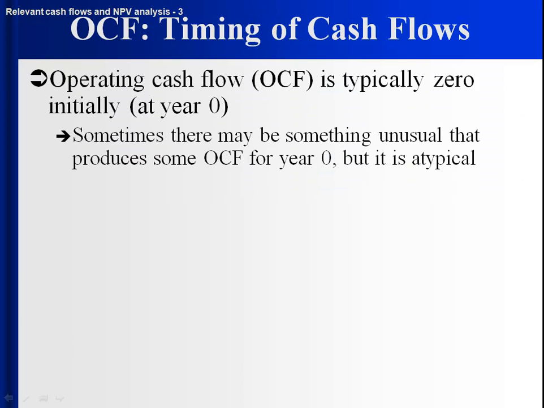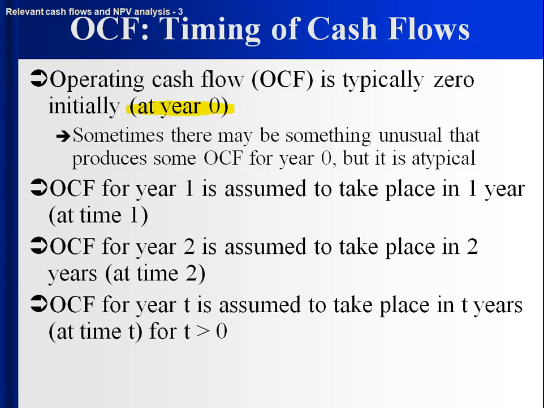What's the timing? At year zero, right when the project starts, it's typically going to be zero. Something unusual might happen, but it's pretty atypical. The operating cash flow for year one, we assume to take place in 1 year. Suppose here we have time zero and here we have time one. We'd be selling shoes all year long and having costs all year long, but we're going to assume all of the operating cash flows take place in 1 year.